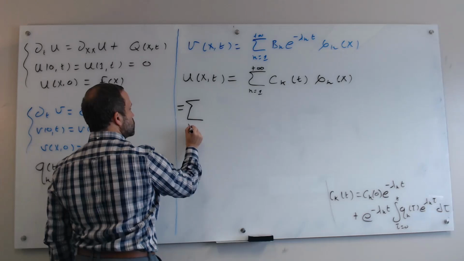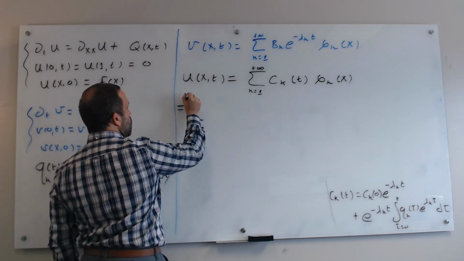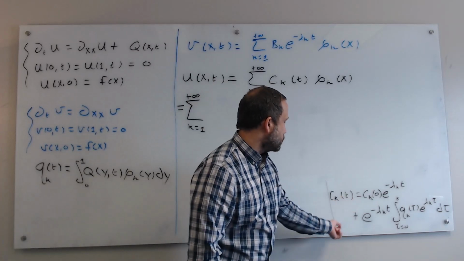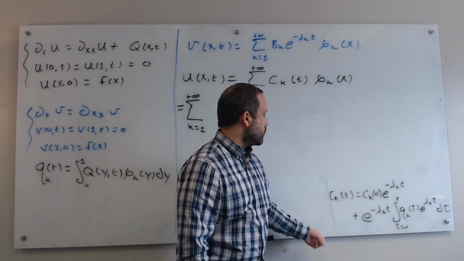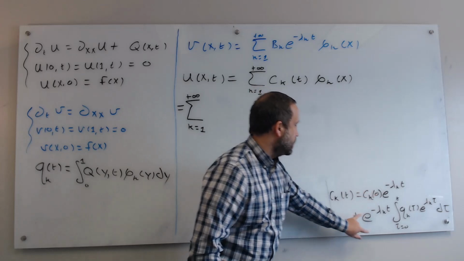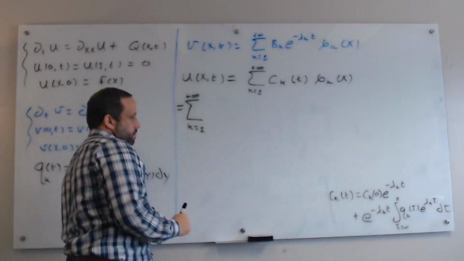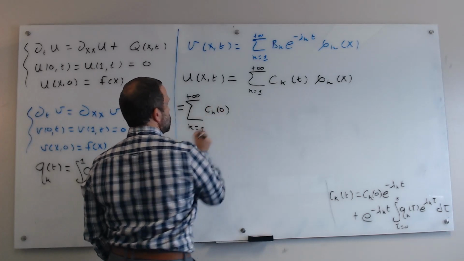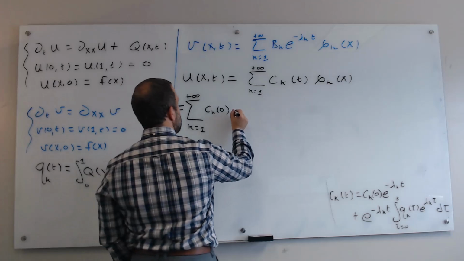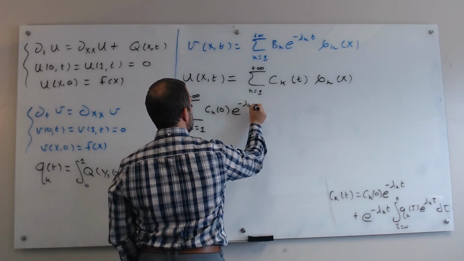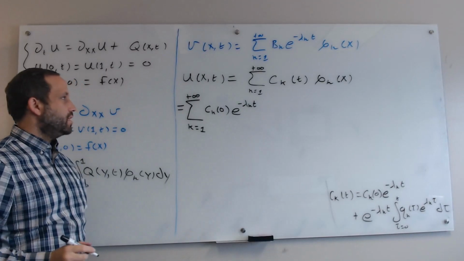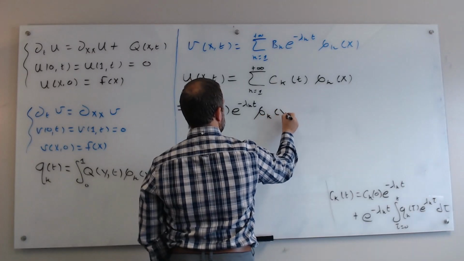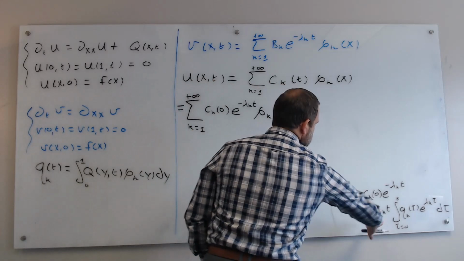And so this is going to be equal to the sum k equals 1 to infinity. I'm going to put this first part here, so I've got two different terms. Every ck has two different terms. There's a ck of 0 part and then the other part. So I'm going to break this up into two different terms. So we're going to have ck of 0, e to the minus lambda kt times phi k of x. And then it's going to be plus this other term.